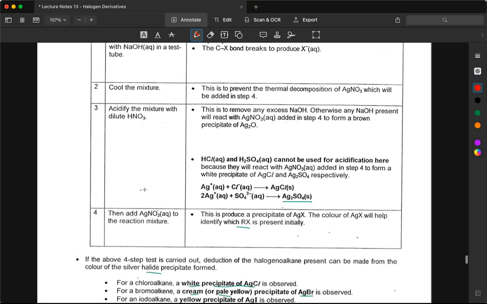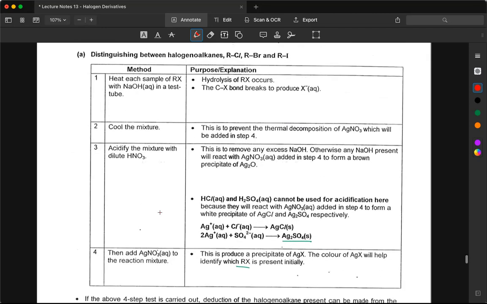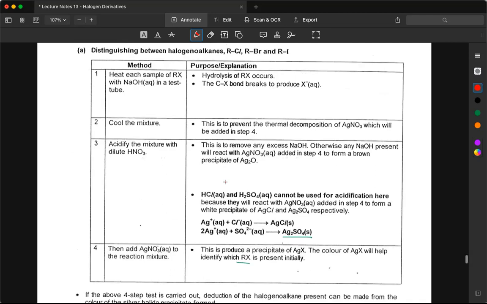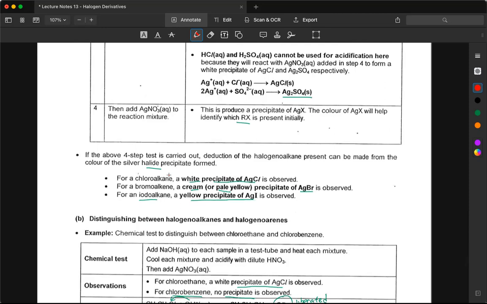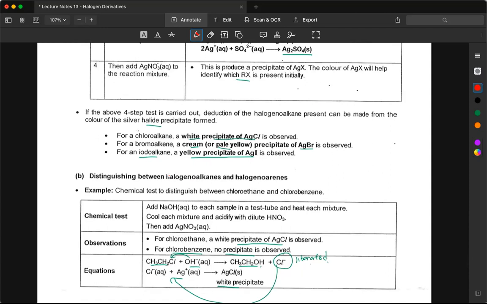So in the last step, we add silver nitrate and the precipitate of the silver halide will be formed. There are 4 steps involved, and there is a reason for each step to be carried out in that order. If it is a chloroalkane, we will observe a white precipitate. If it's a bromoalkane, it's a cream or pale yellow precipitate of silver bromide. If iodoalkane, a yellow precipitate of silver iodide.